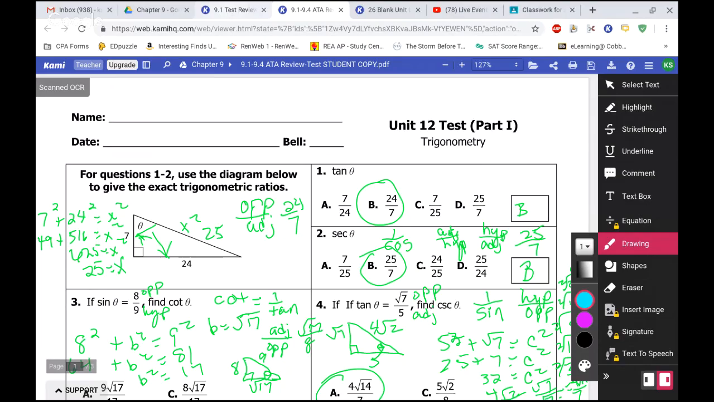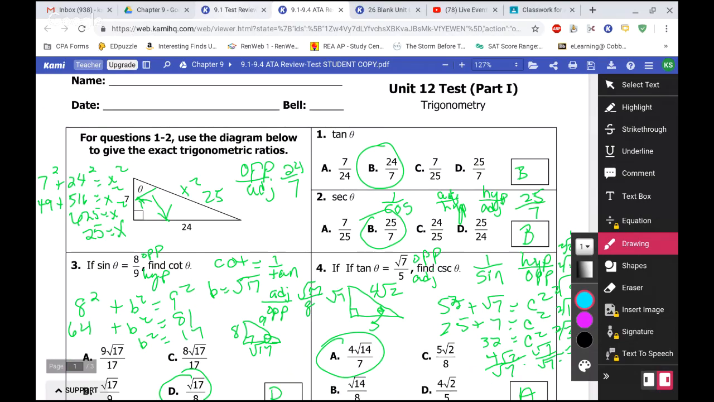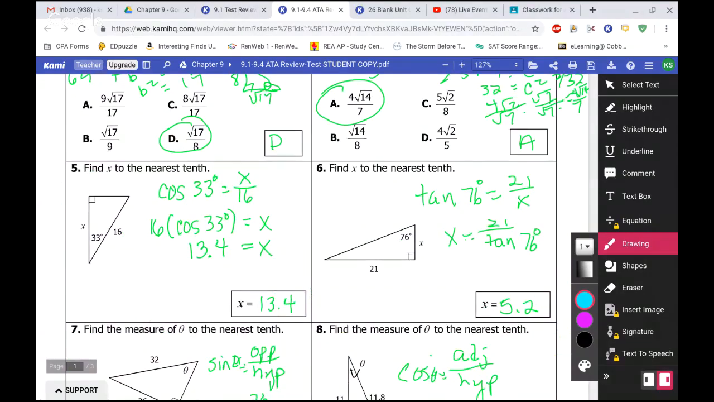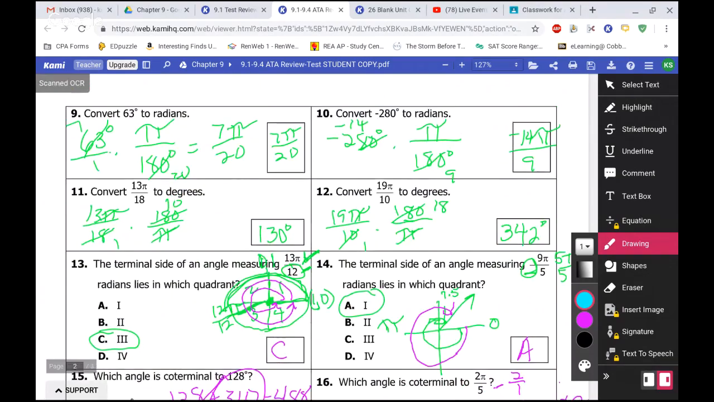There's 2 like number 5 and 6. There's 2 like 7 and 8. There's 1 angle of elevation problem. Like those are the word problems, right? Yes, and we're getting ready to do one of those. And then there's 2 convert degrees to radians, just like 9 and 10. There's 2 convert radians to degrees, just like 11 and 12.